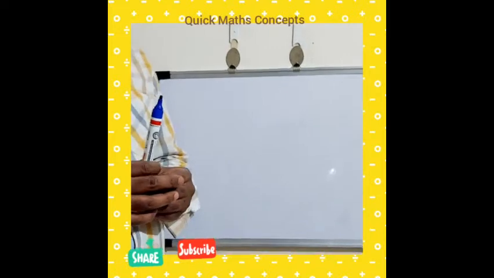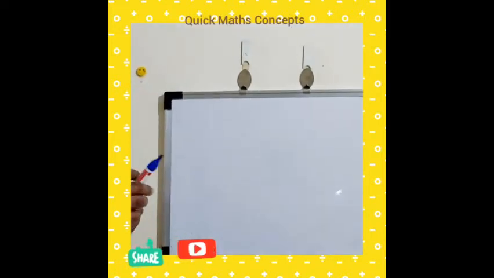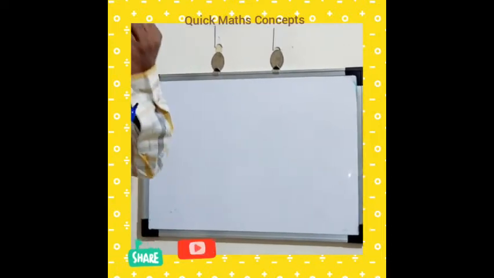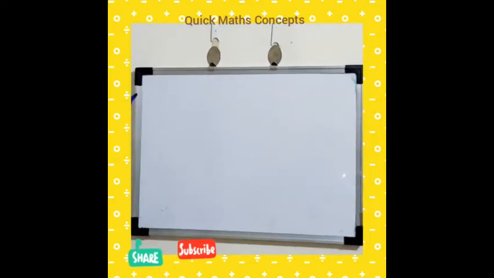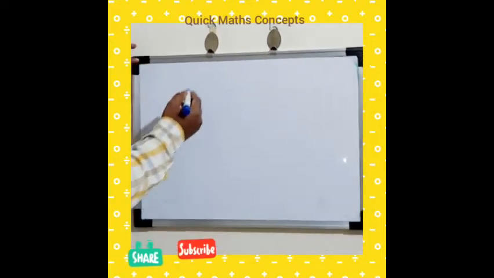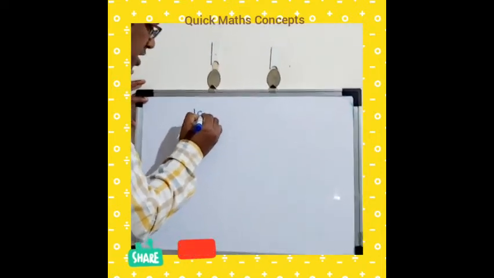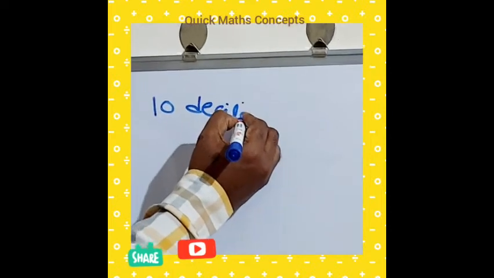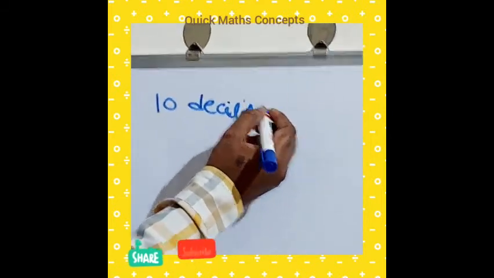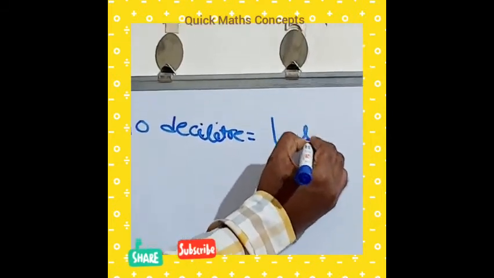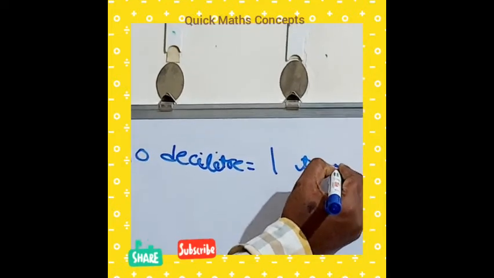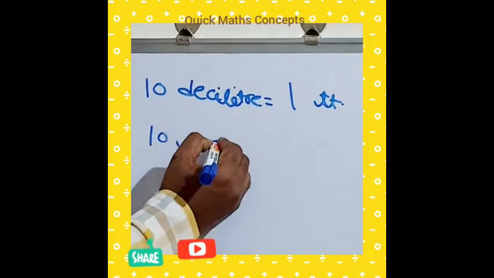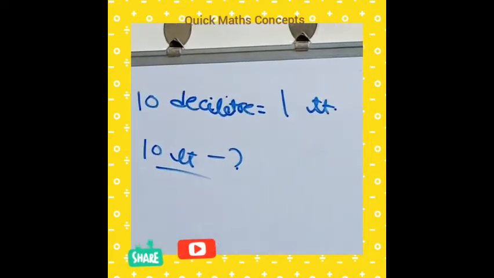Now we will see one more type of problem. Previously, we have seen problems which are related to meters and kilometers. Now it is related to volume. Okay, 10 deciliters of milk is equal to 1 liter of milk. Then 10 liters of milk is equal to how many deciliters?